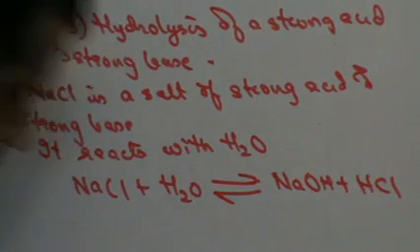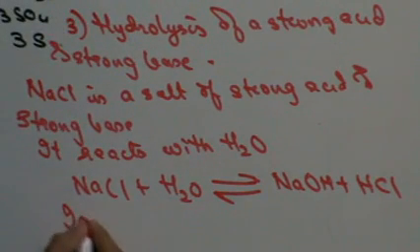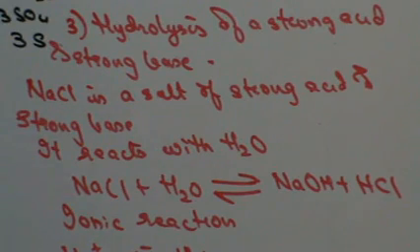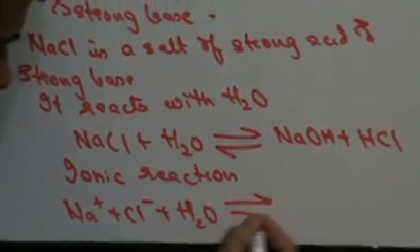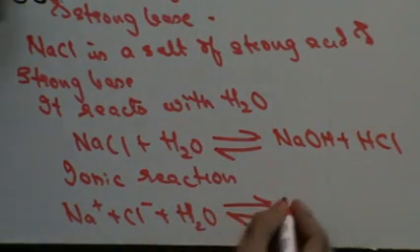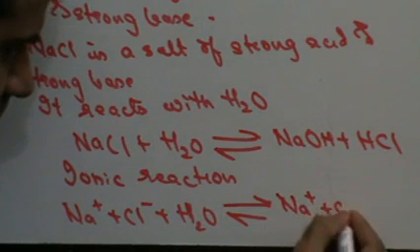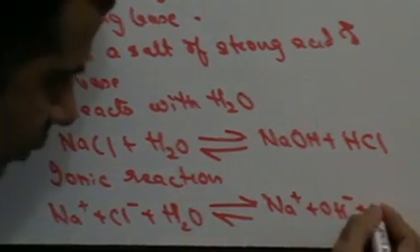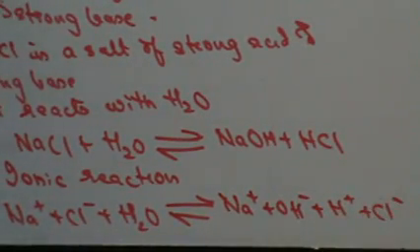Now, the ionic reaction. The salt will dissociate to form Na+ plus Cl-. Water is present in excess quantity, therefore its dissociation will be constant. Since I have a strong base, it will dissociate completely to give you Na+ and OH-. Strong acid will again dissociate completely to give you H+ and Cl-.